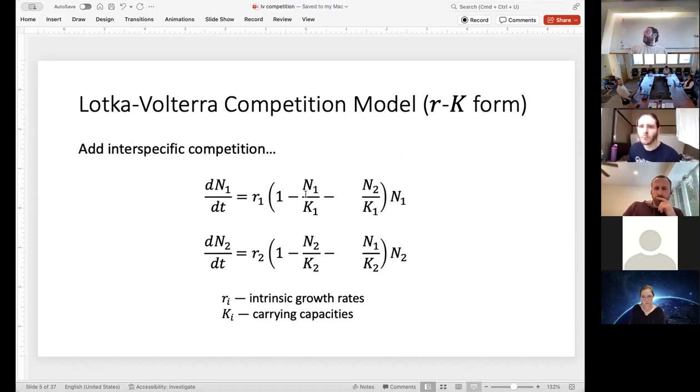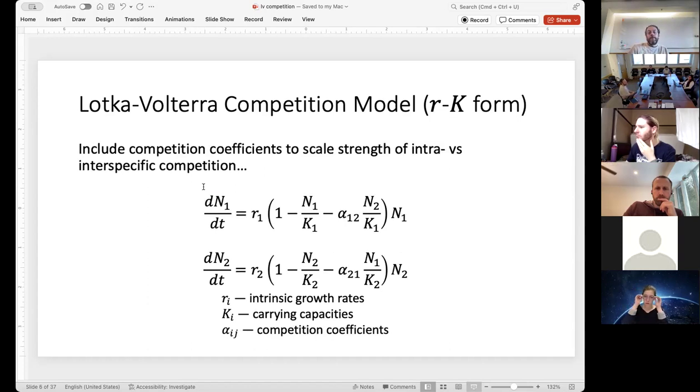So first we want to add an extra term to each equation for interspecific competition. This models the effect of species 2 on the per capita growth rate of species 1 and vice versa. But we're not done yet. We need one more ingredient, because as written, this assumes that interspecific and intraspecific competition are equal in strength, but in general they may not be. So we want to add some competition coefficients, more parameters that scale the relative strength of intra- and interspecific competition.